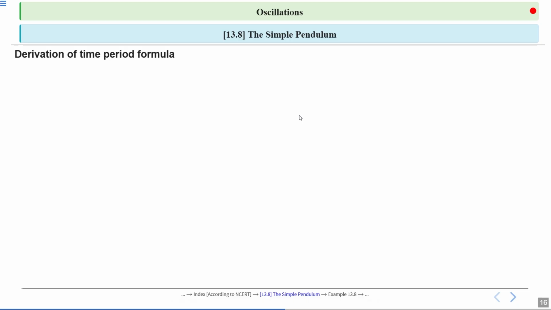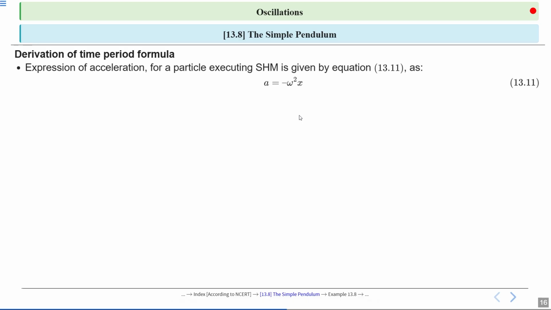Derivation of the time period formula. So let's start by looking at the expression for acceleration in simple harmonic motion, or SHM. The equation is a equal to minus omega square into x. So it tells us that the acceleration is always directed opposite to the displacement, and its size depends on both omega squared and how far the object is from the center.